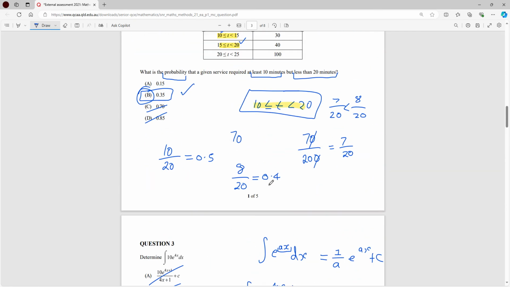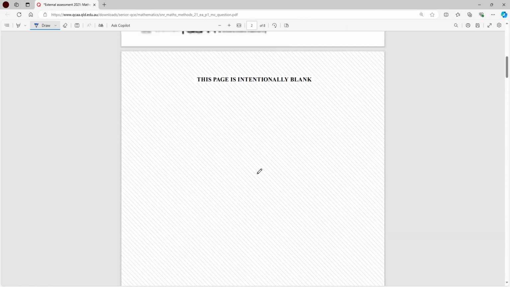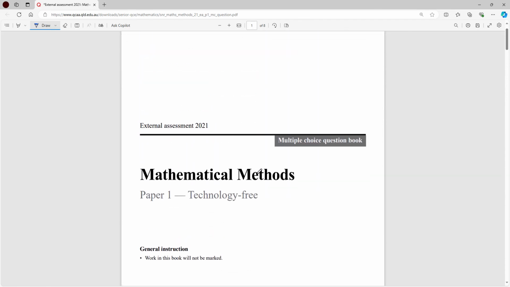Overall, nice little test. A lot of these were conceptual questions rather than calculate questions, so make sure you are pretty good at pretty much most of your content, both calculating things and conceptual, okay?